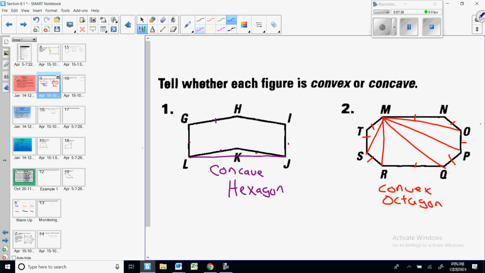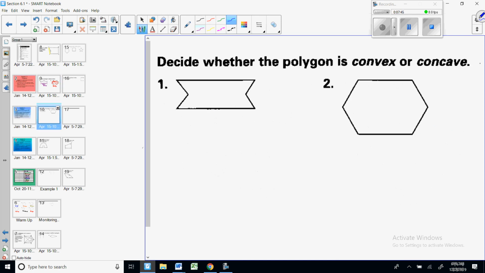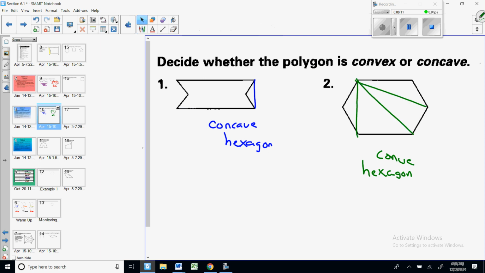Okay, questions on those? And while those marks are there, they're only there to count tallies. They don't actually mean that those segments are congruent. Okay, what about this one on number 1? Okay, again, here's a diagonal, shaded there in blue. So my figure is concave, and that is a hexagon. There are 6 sides. And number 2 is also a hexagon, but this one is actually convex. Okay, because again, trying to draw my diagonals, all of my diagonals stay within my figure.